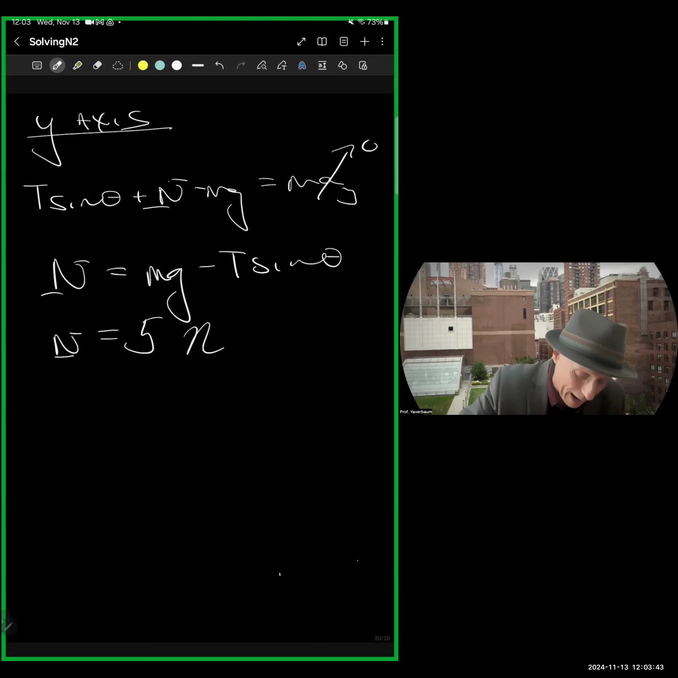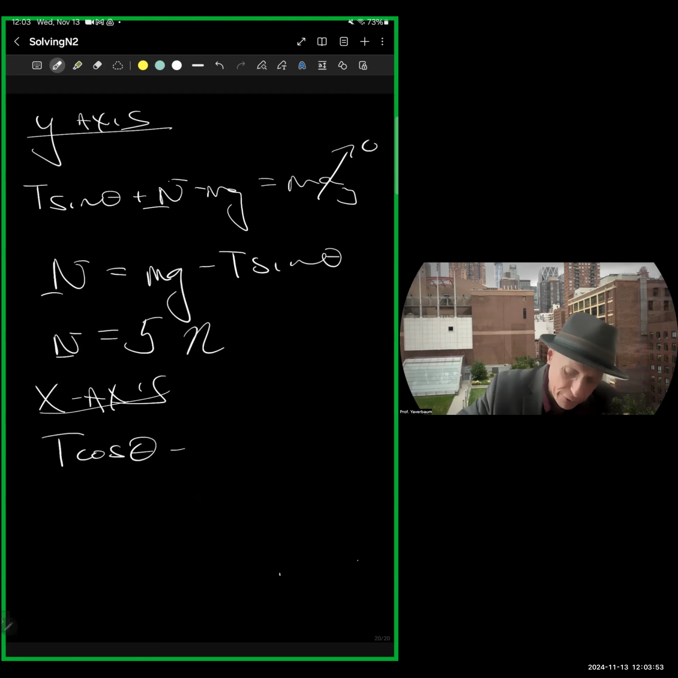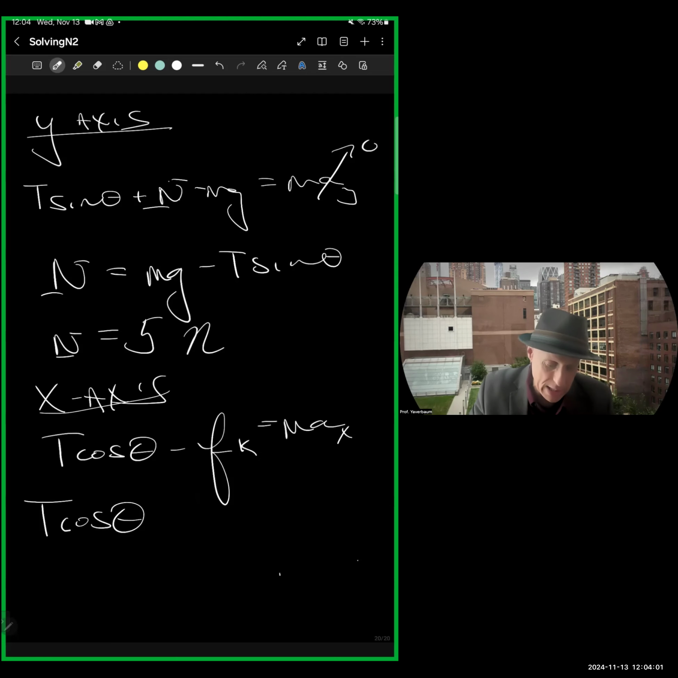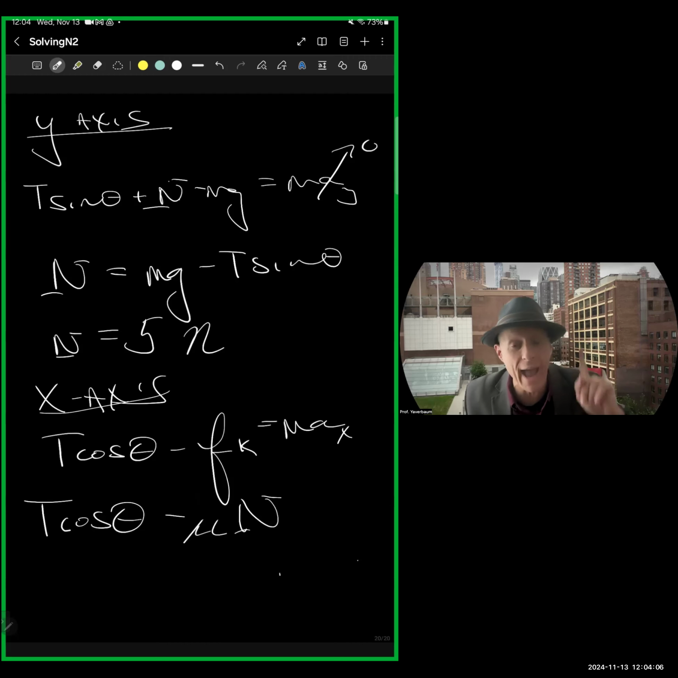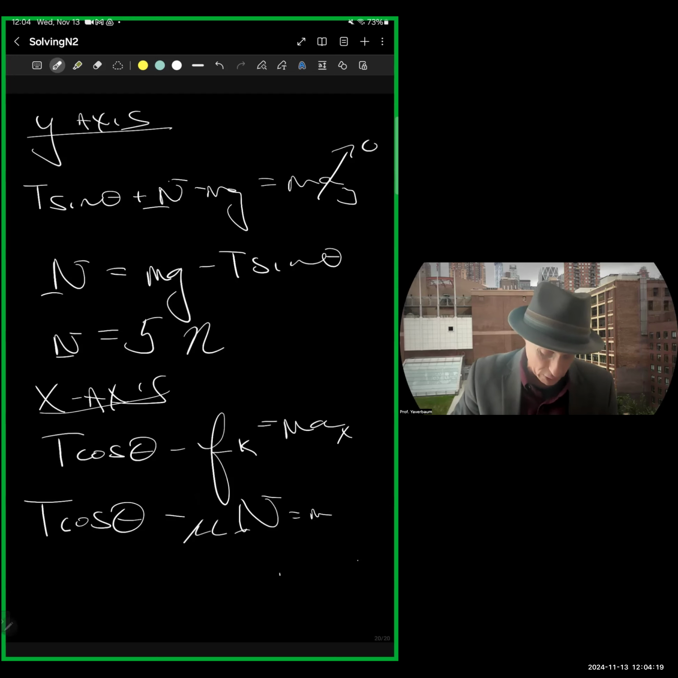Now, why do I care? Now I care because when I go to the x-axis with 2 minutes left, in the x-axis, it's now T cosine theta to the right minus friction to the left equals ma. And what is friction now? Friction is mu times the normal, always. It's a coefficient that multiplies whatever the pressure is that we got from the other axis. So that's why we always go one axis at a time.